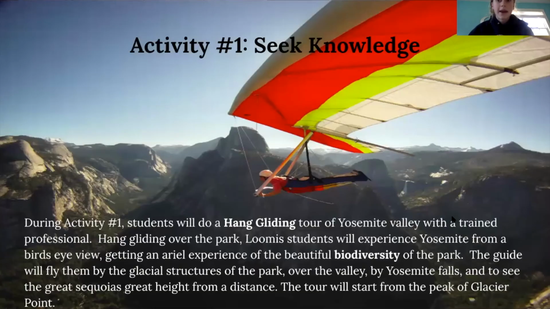So here are the activities that I've planned for the IEP trip. Activity 1, seek knowledge. During activity number 1, students will do a hang gliding tour of Yosemite Valley with a trained professional. While hang gliding over the park, Loomis students will experience Yosemite from a bird's eye view, getting an aerial experience of the beautiful biodiversity of the park. The guide will fly them by the glacial structures of the park, over the valley, by Yosemite Falls, and to see the great sequoias' great height from a distance. The tour will start from the peak of Glacier Point.